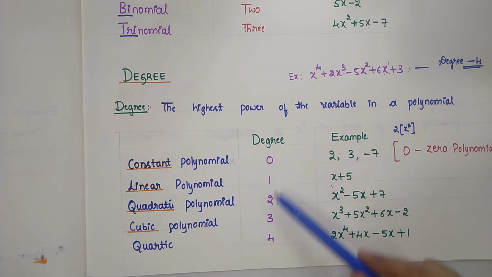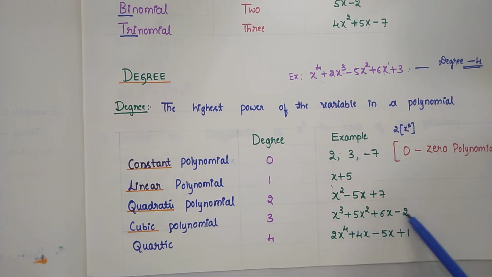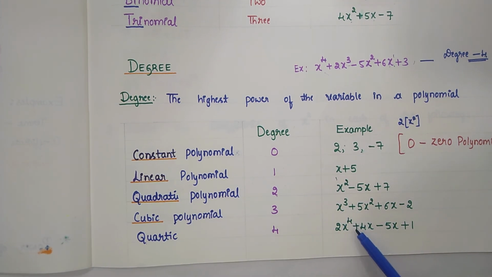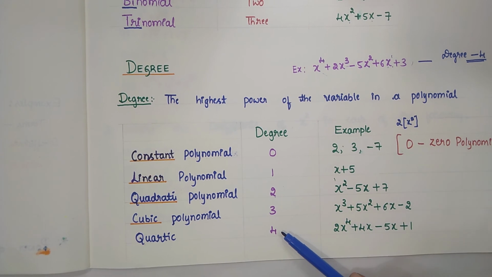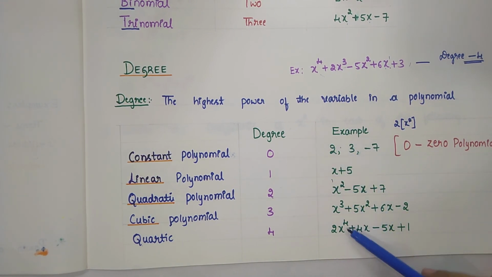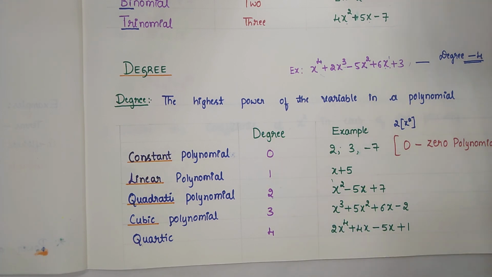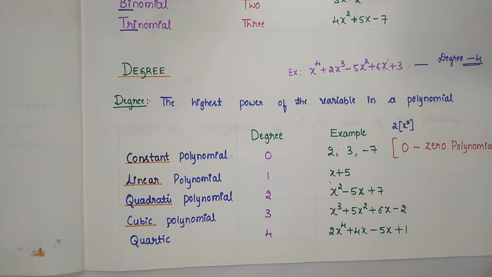Similarly, if the degree of the polynomial is 3, that is the highest power of the variable in the polynomial is 3, then we will call that as the cubic polynomial. And if the degree of the polynomial is 4, then we will call that as the quartic polynomial. So this is how the polynomials are classified based on the degree of the polynomials.